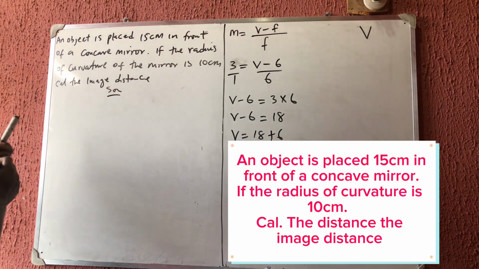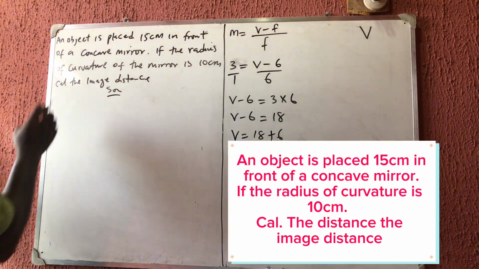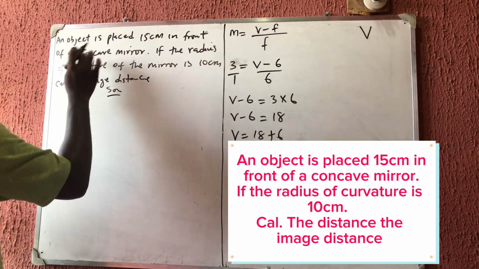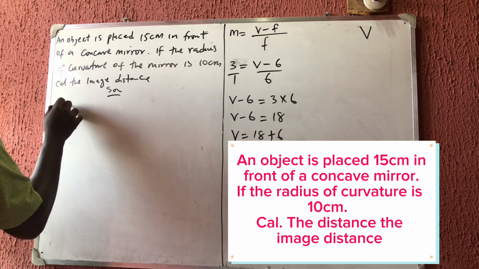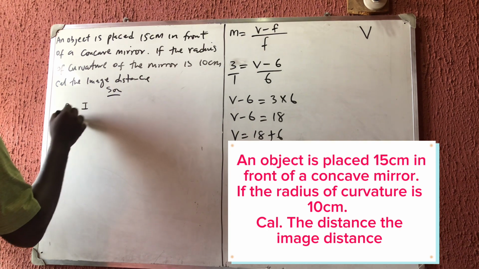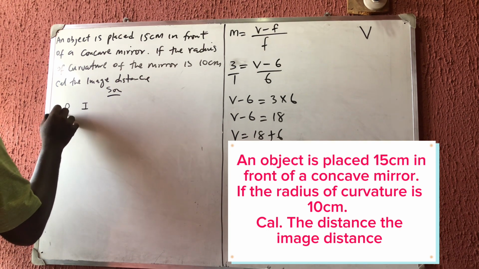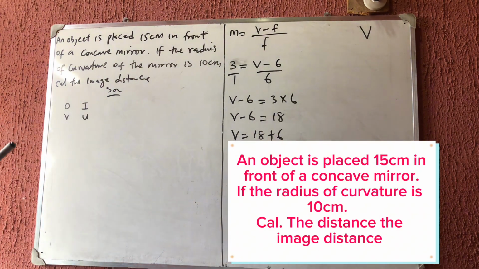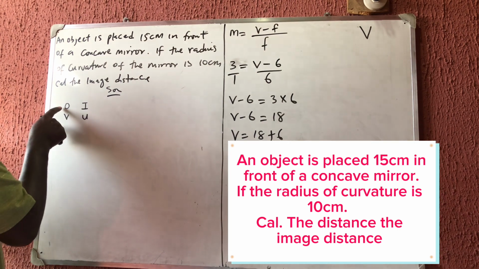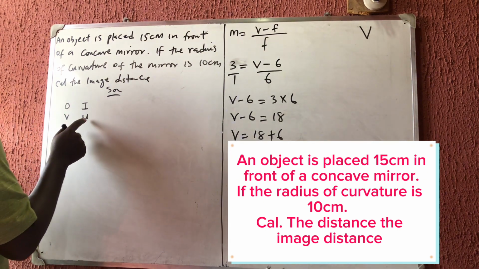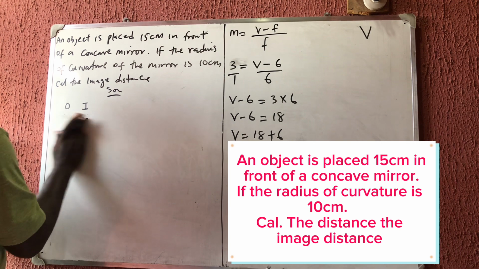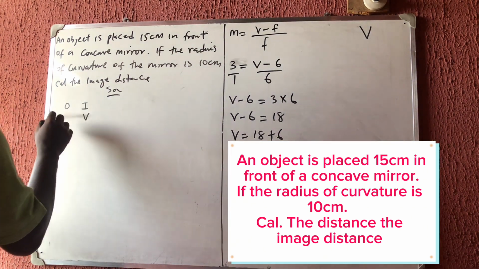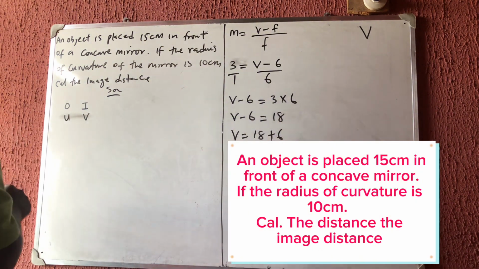This is very, very simple. Now, if you look at this, they gave us an object placed in front of a curved mirror. So this is my object, this is my image. This is my V, this is my U. That is how I remember it: I comes before O in the alphabet, so V should be here and then my U should be here.